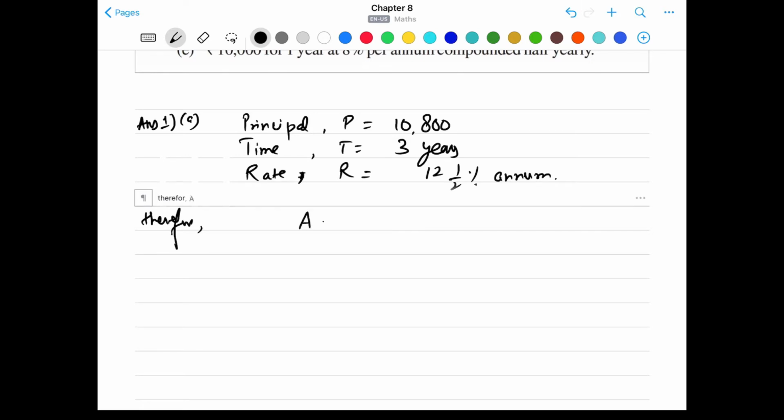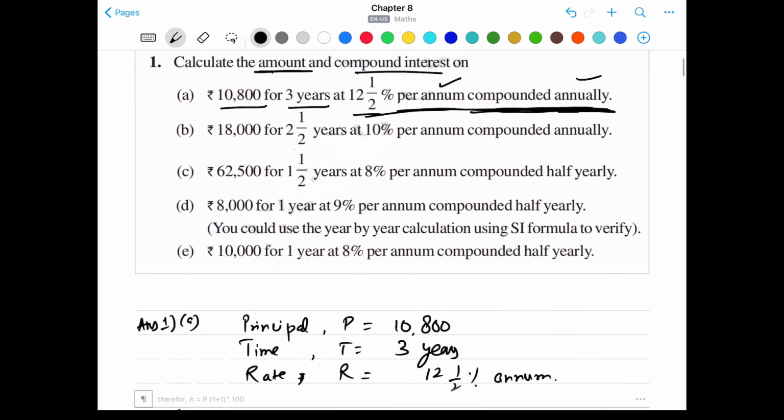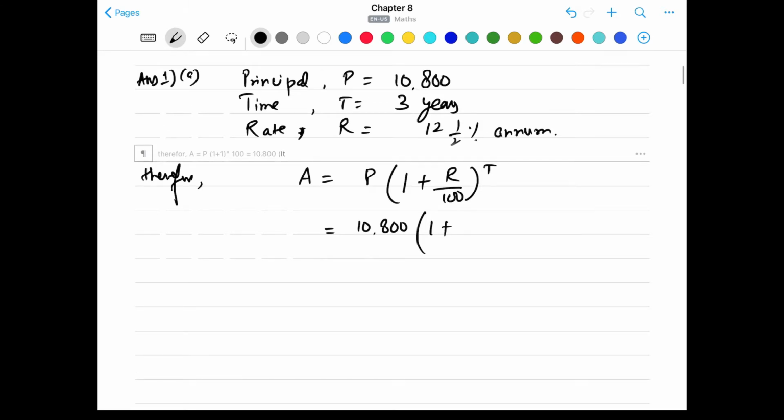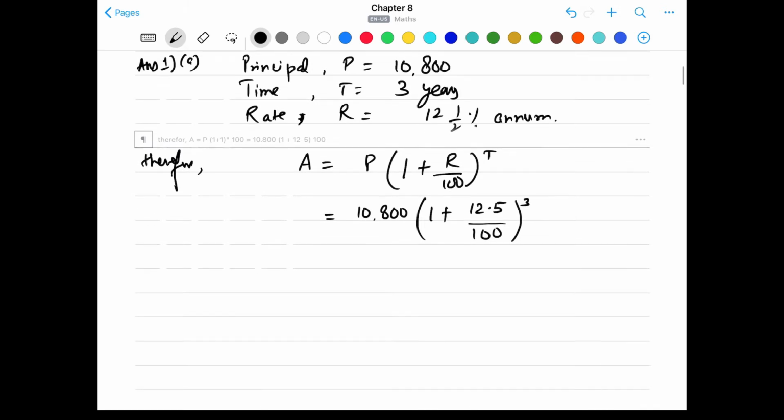So the formula is A equals P, inside the bracket 1 plus R divided by 100, to the power T. You have to notice one main thing here: if the rate of interest is given annually and compounded annually, we don't have to change anything. So we'll directly use the values here. P, that is the principal amount, is 10,800, start bracket 1 plus rate of interest 12.5, divided by 100, power T, where time here is 3. So that's how you have to write this.